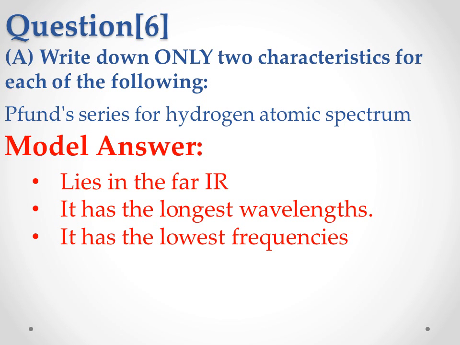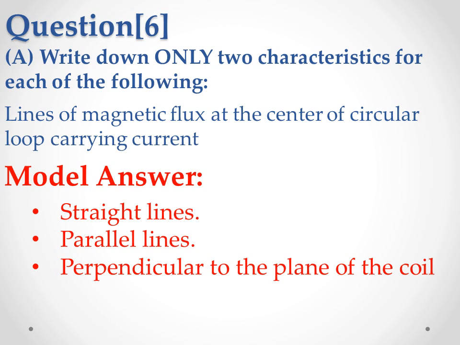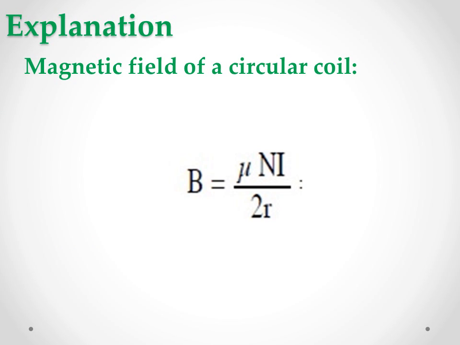Question 6. A. Write down only 2 characteristics for each of the following: Pfund's series for hydrogen atomic spectrum. Model answer. Lies in the far infrared. It has the longest wavelengths. It has the lowest frequencies. Question 6. A. Write down only 2 characteristics for each of the following: lines of magnetic flux at the center of a circular loop carrying current. Model answer. Straight lines, parallel lines, perpendicular to the plane of the coil. Explanation. Electronic gates and truth table, NOT.